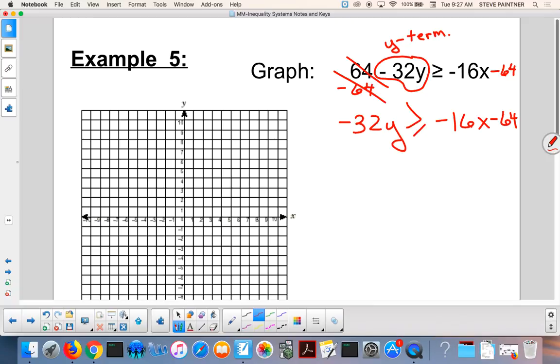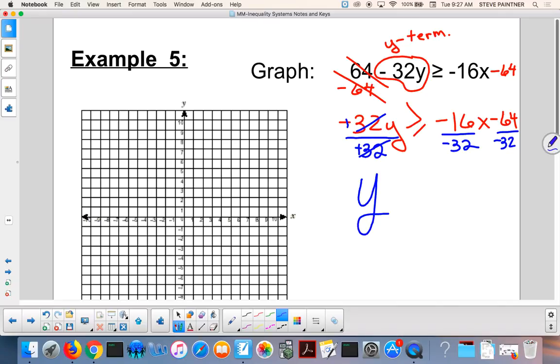Now what? Move the 32. Yeah, but how do you get rid of the 32? Negative 32, because it's multiplication. Negative 32 times y. The only way to get rid of times is division. And I told you that these numbers do work out kind of nice. 32 goes into 32 once. Negative divided by negative is positive y.